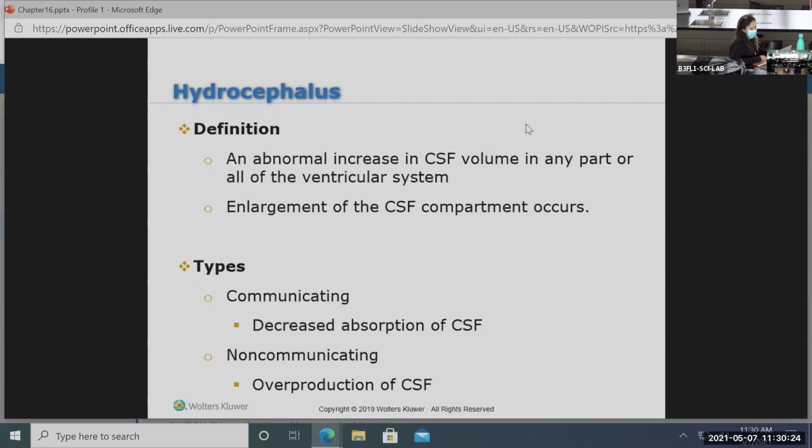The third ventricle and fourth ventricle are connected by the cerebral aqueduct, which I didn't mention, but it only connects the ventricles between the third and fourth, and the cerebral aqueduct doesn't produce CSF. It is the two lateral ventricles, one third ventricle, and one fourth ventricle. As a result of this obstruction, abnormal increase in the volume in any part causes enlargement of the CSF compartment. It may be the communicating type or the non-communicating type.